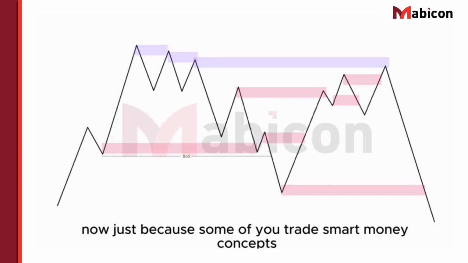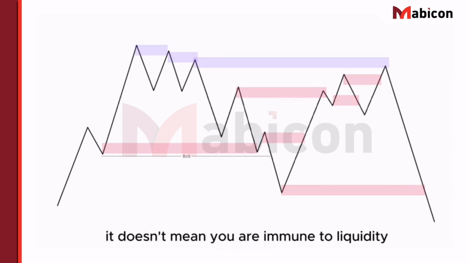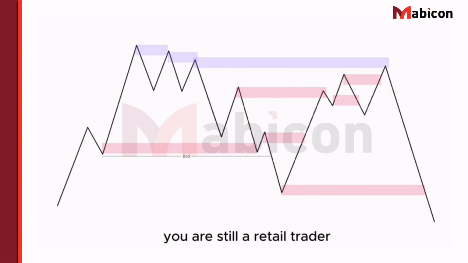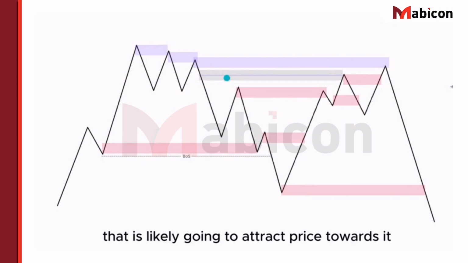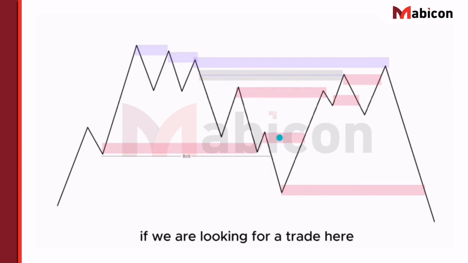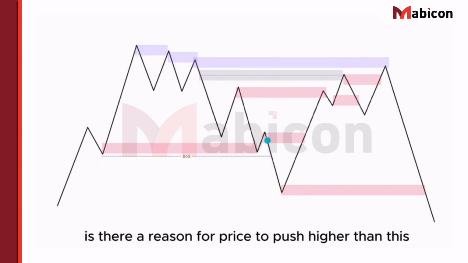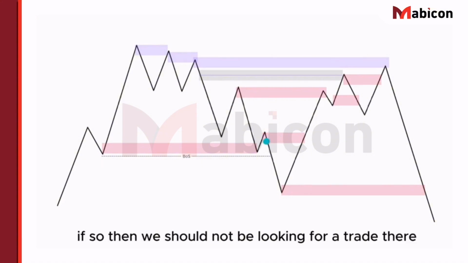Now, just because some of you trade smart money concepts, it doesn't mean you are immune to liquidity. As a smart money concepts trader, you are still a retail trader. Now, if we look up here, I have marked out a fair value gap. This fair value gap is an area that is likely going to attract price towards it. So what we need to think about now is if we are looking for a trade here, is there a reason for price to push higher than this? If so, then we should not be looking for a trade there.